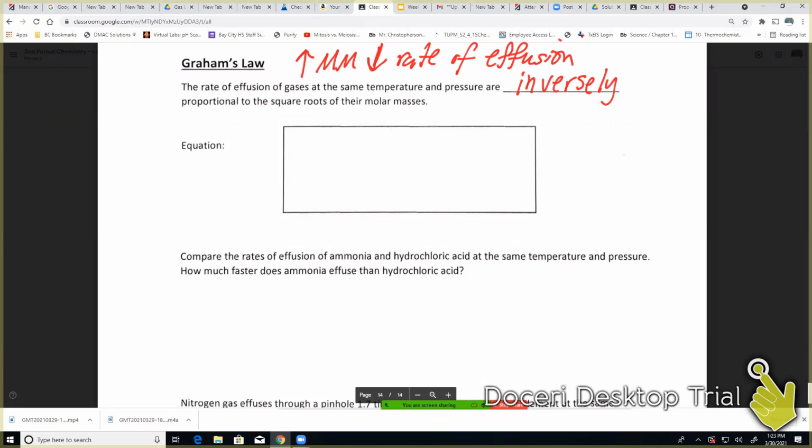And that's represented by the formula, which is rate of A over rate of B. This is done if you're doing a comparison between a couple of gases. So this one would be seeing how much faster gas A is going to effuse than gas B. And that is the square root of the molar mass of B divided by the molar mass of A.